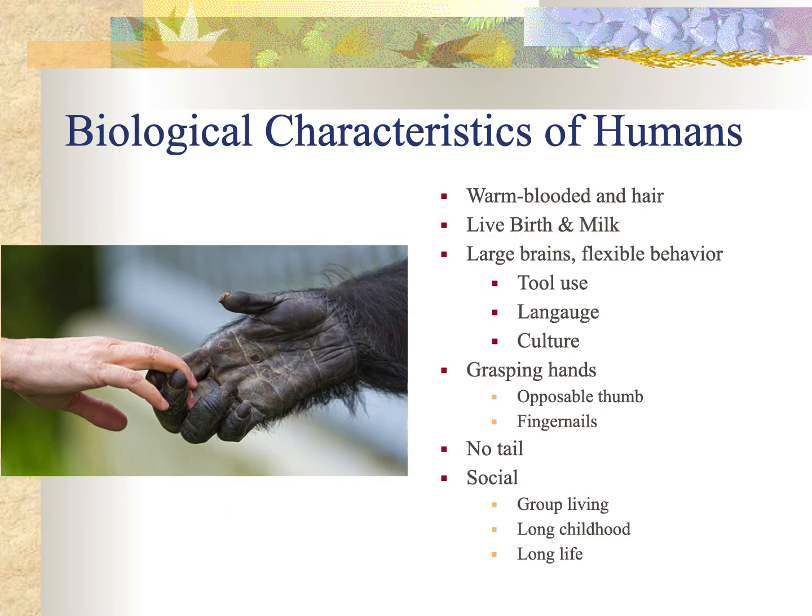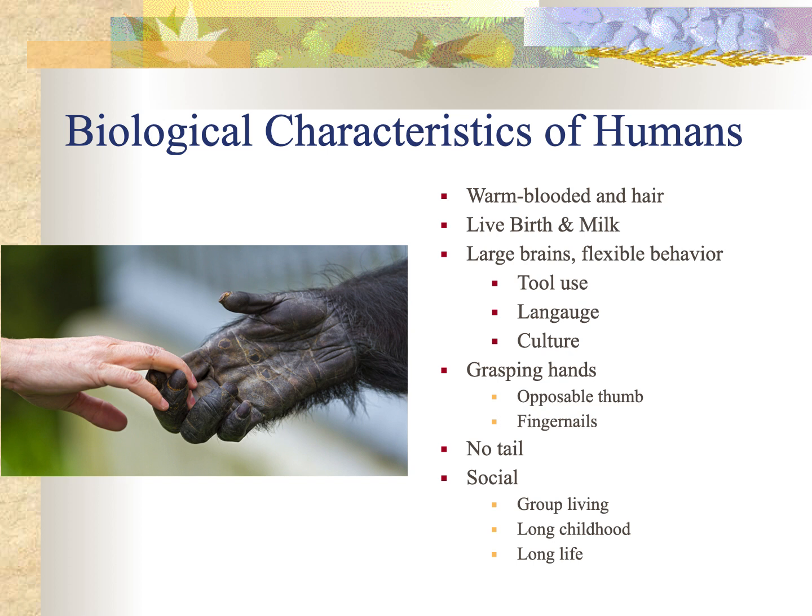Now, humans have biological characteristics that place them in the mammals and in the primates. They are warm-blooded animals with hair. They give birth to live young. They nourish them with milk. Humans have large brains compared to other animals and extremely flexible behavior. They do things that relatively few animals do, and no animal does it to the extent that we do. They use tools, they use language, they have a culture that they transmit and pass down.